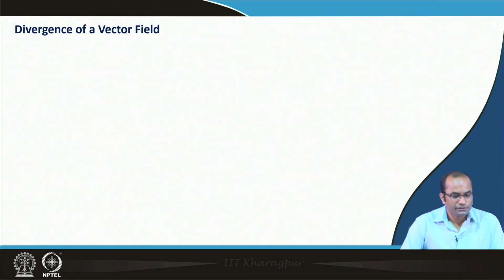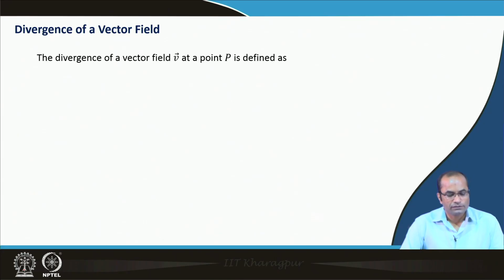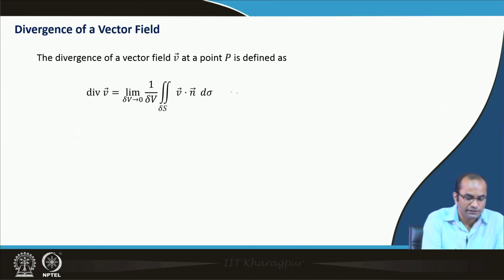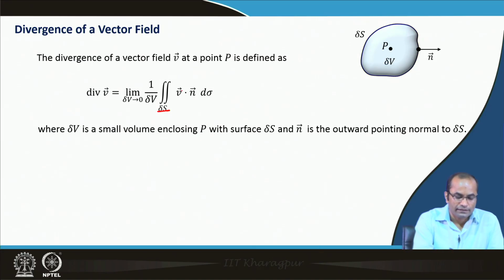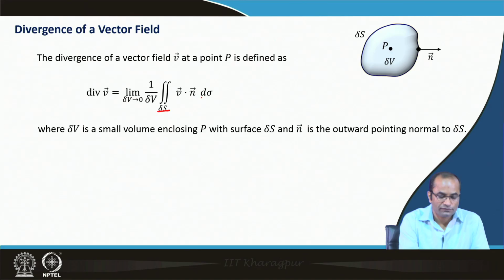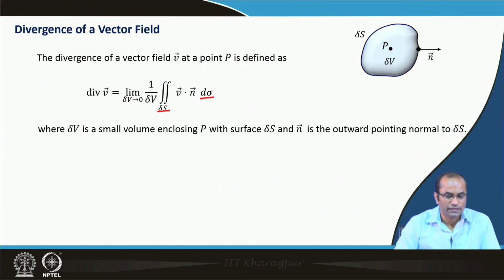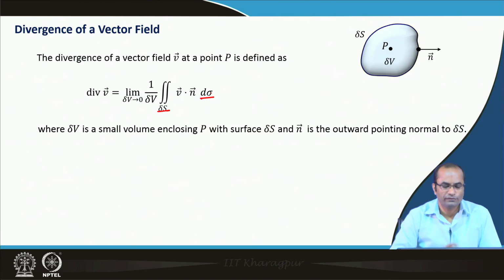So, coming to the divergence of a vector field. The divergence of a vector field V at a point P is defined by this integral, which is actually a surface integral. This is done on the surface here, this delta S, and this V dot n, and this is a surface integral, which we will learn extensively a little later, but today a very special case of this we will handle with the help of the knowledge which we have gained in integral calculus.